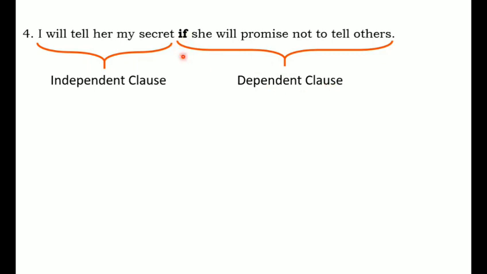And if here is functioning as a subordinating conjunction. This is different from the first part, the coordinating conjunction, because the function of this is to introduce the dependent clause. Nag-i-introduce lang siya. Now, the first part here is independent clause. The second part here is dependent clause.